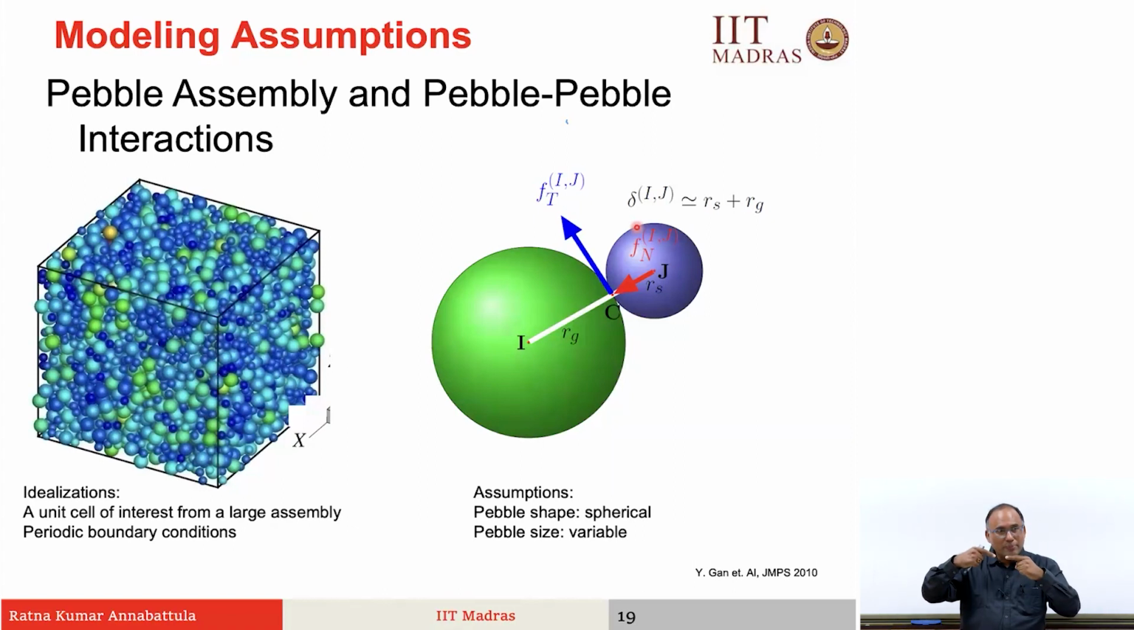So, now imagine two particles with a normal spring and a tangential spring. The normal spring talks about normal interaction, the tangential spring talks about tangential interaction between the two particles. Is that clear? So, from that you can calculate the contact force between particle i and j, which is the normal force and tangential force.